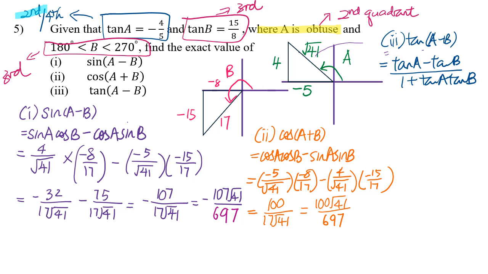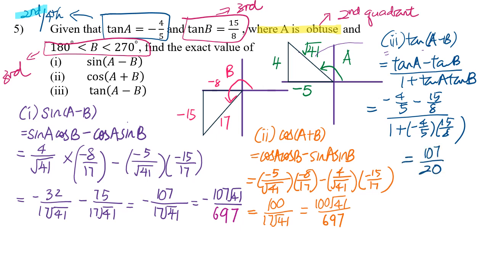Okay, so part 3 is easy. You don't really need the diagram because tangent A, basically you're given as negative 4/5. Tangent B is 15 over 8. You can just plug in the value, and then you can just use your calculator to work it out. You will get 107 over 20.